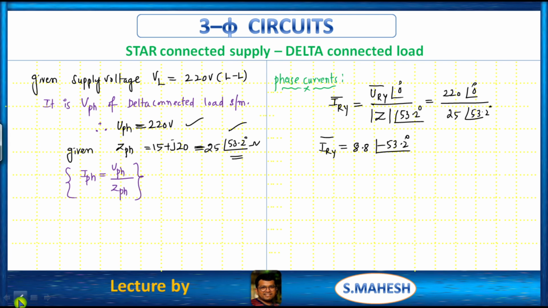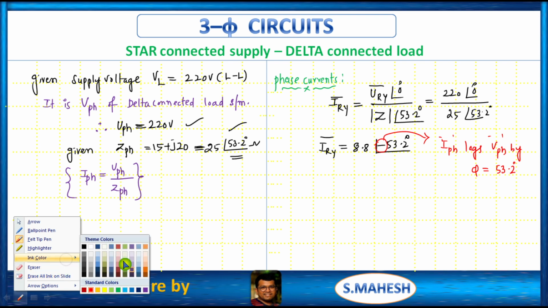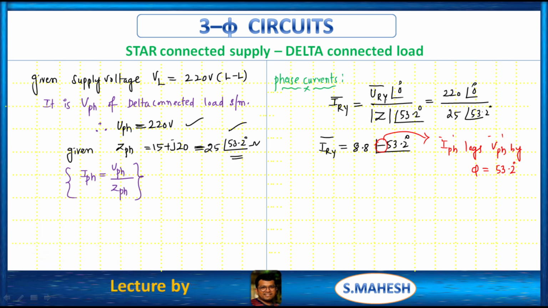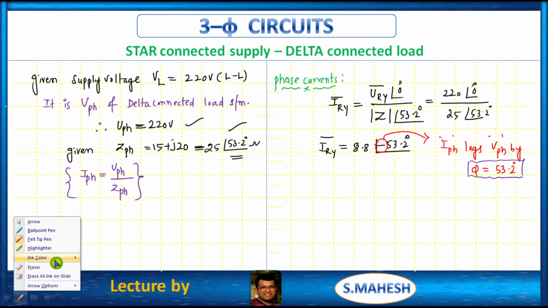See, we are having a negative angle. Negative angle means the phase current lags the phase voltage by 53.2 degrees. Now it's clear, right? Because VRY is taken as reference at an angle 0. With respect to that phase voltage, we have concluded that the current lags phase voltage by 53.2 degrees. Clear.